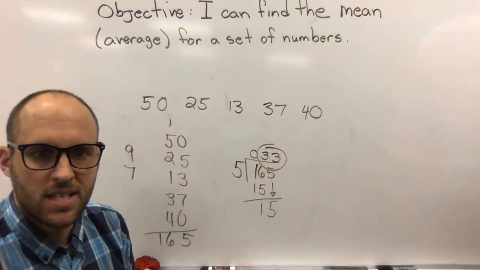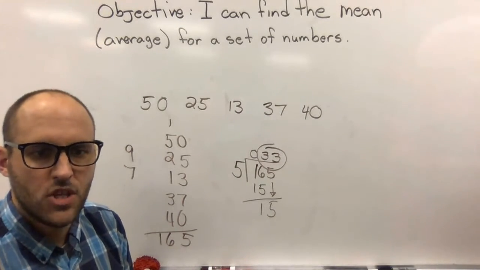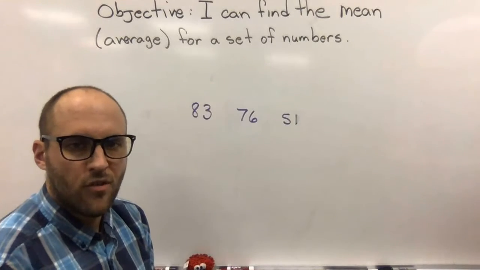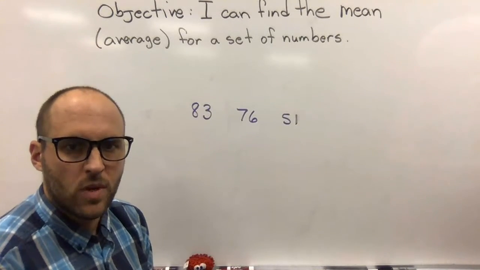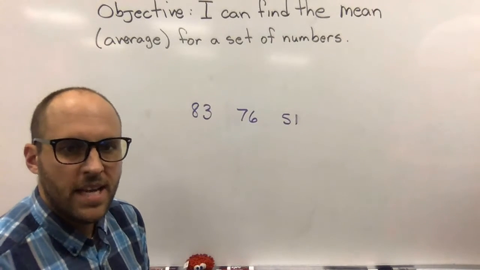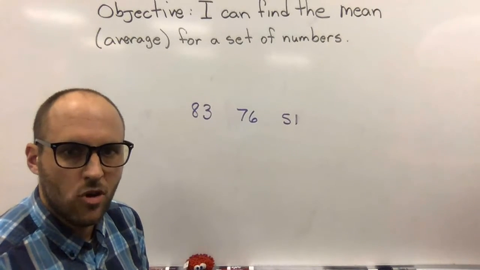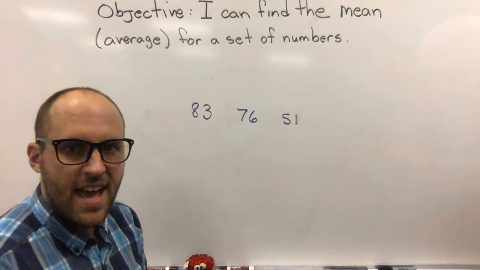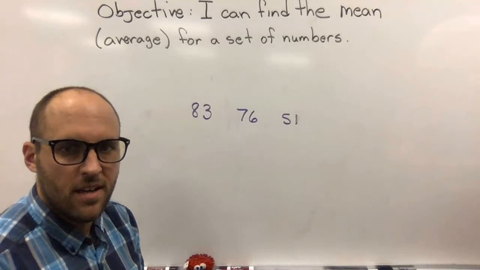Let's do a couple examples on your own in the chat. So for our next problem, we have 3 numbers, 83, 76, and 51. Take a minute or two in your math groups and find the average or mean for these set of 3 numbers.